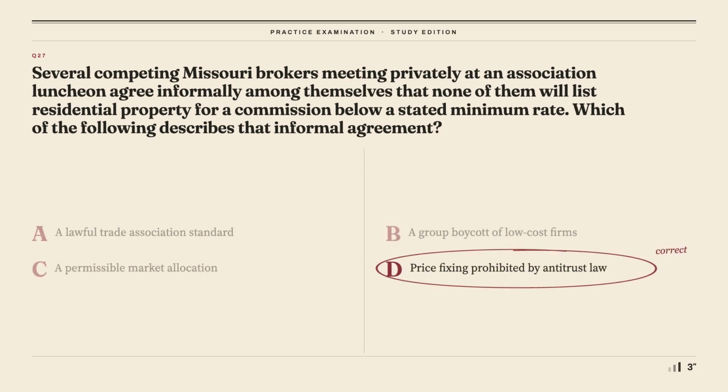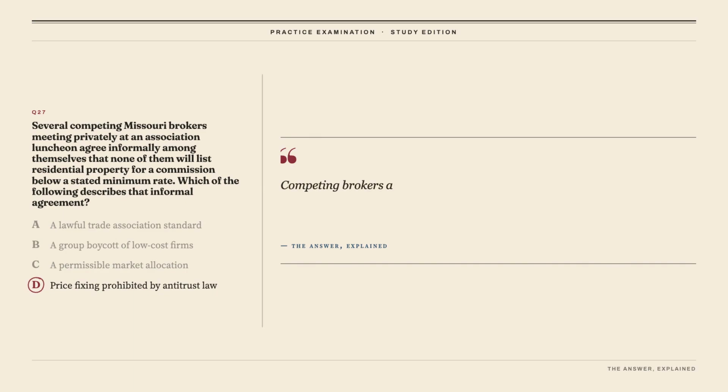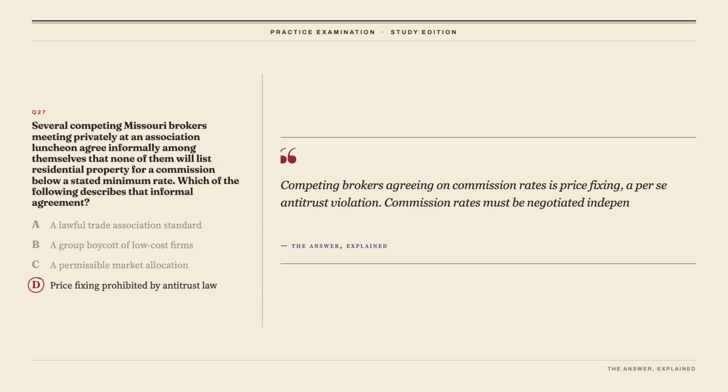The correct answer is D. Price fixing prohibited by antitrust law. D is correct because competing brokers agreeing on commission rates is price fixing, a per se antitrust violation. Commission rates must be negotiated independently between each brokerage and its own client, without industry coordination.